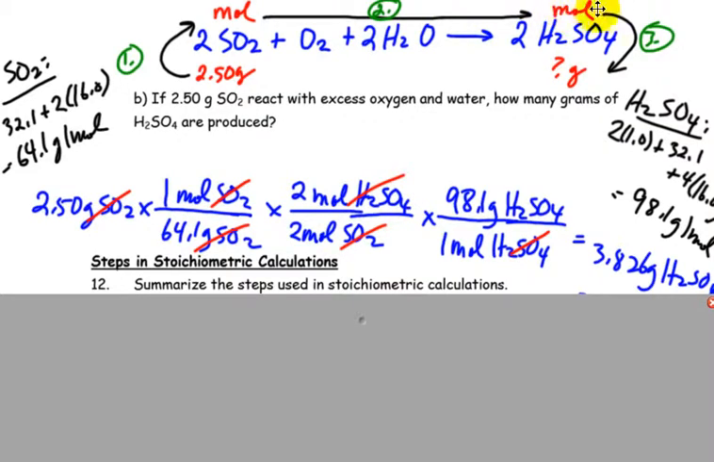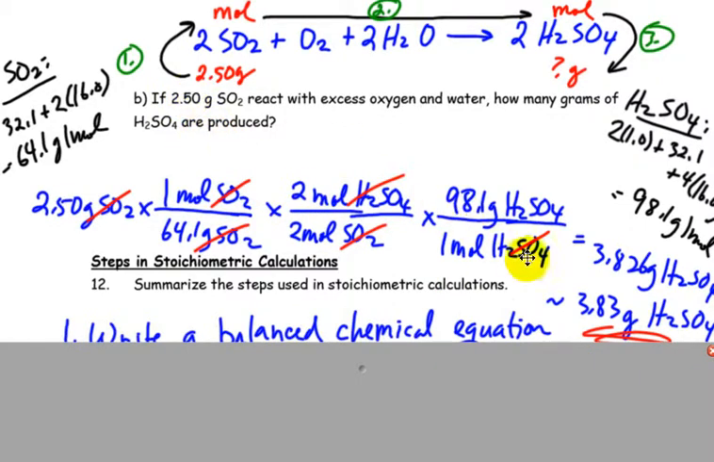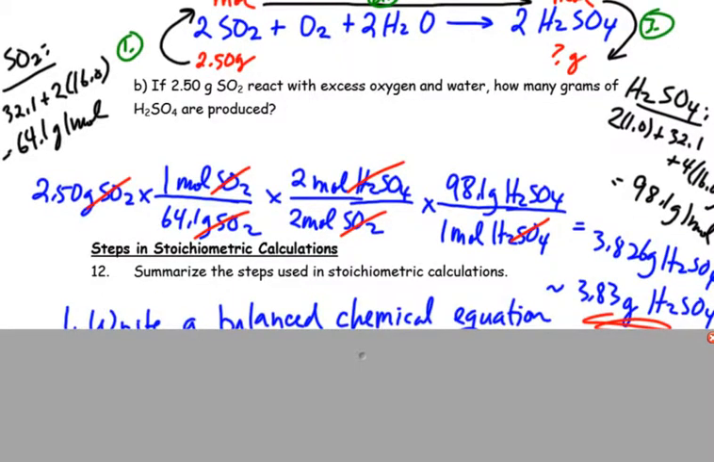The last step, moles to grams, using the molar mass of H2SO4. And I get 3.826 grams, 3 sig figs, 3.83. Okay, there you have it. So we started off with moles to grams, then grams to grams, which puts in an extra couple of steps there, and that's how we do it.